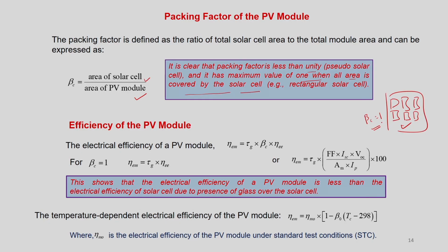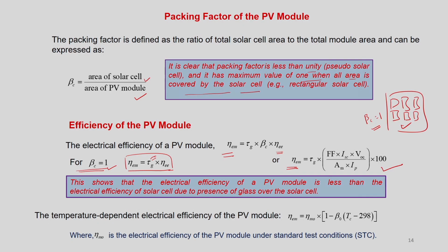Okay. And also we can define the module efficiency, right. So, the electrical efficiency of the module can be defined something like this: eta_em, tau_z, then we have beta_c, then we have eta_e. Okay. So, if the packing factor is 1, then our expression will be something like this. Okay. This tau_z is the transmissivity of the glass, okay, and eta_em, this is the module electrical efficiency, can be expressed something like this.